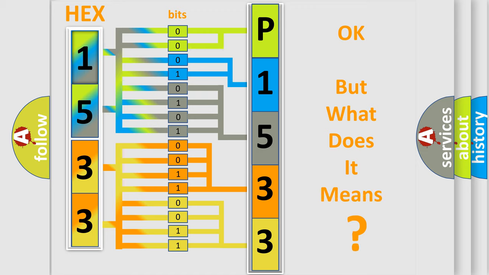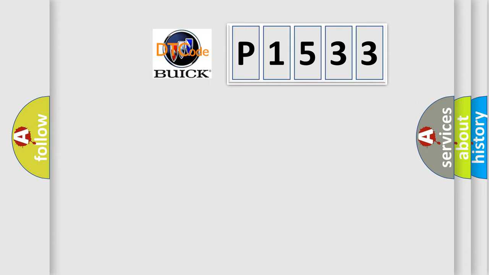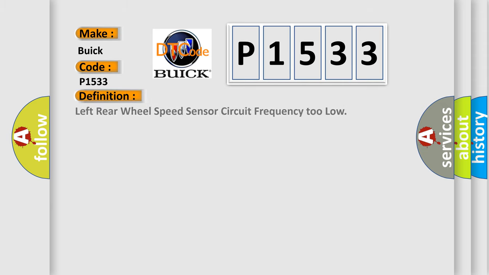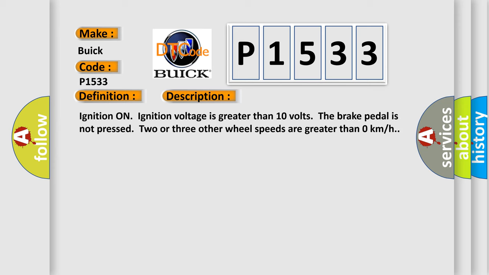The number itself does not make sense to us if we cannot assign information to what it actually expresses. So, what does the diagnostic trouble code P1533 specifically mean for Buick? The basic definition is: left rear wheel speed sensor circuit frequency too low. And now this is a short description of this DTC code. Ignition on, ignition voltage is greater than 10 volts. The brake pedal is not pressed. 2 or 3 other wheel speeds are greater than 0 km per hour.